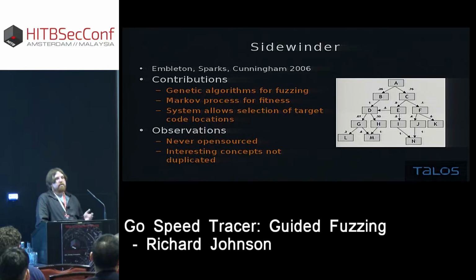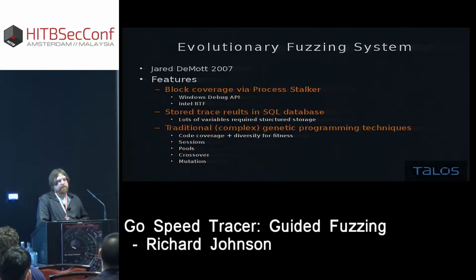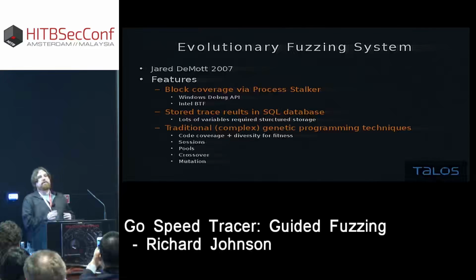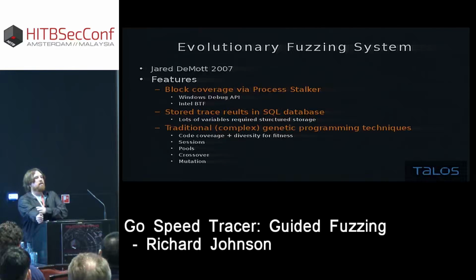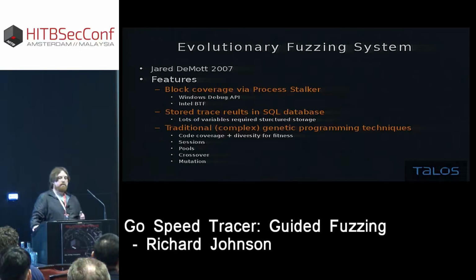It had some great concepts, and people kind of forgot about them, because the next year we had Jared DeMott talking about his evolutionary fuzzing system. And at the time, the PyDbg framework was really pretty popular. It was able to do code coverage using some of these tracing mechanisms. But it was still pretty slow. It used the debugger API, or it used the branch trace flag. But Jared took a very, very academic approach.